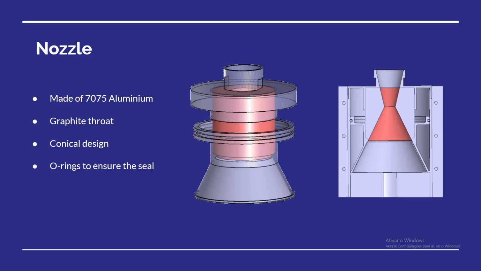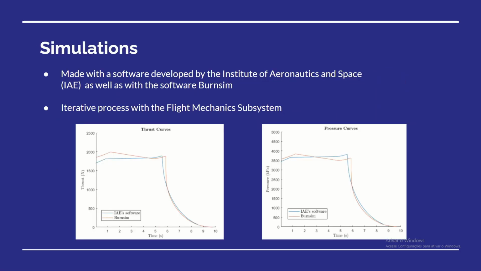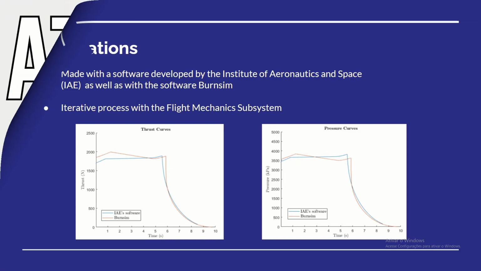The nozzle is made of aluminum, but the throat specifically is made of graphite, because it has to withstand the maximal thermal stress. It has a conical design to simplify the manufacturing process, and the analysis showed no significant penalty in performance. The simulations were made with a software developed by the Institute of Aeronautics and Space, as well as with the software BurnSim, in an iterative process with the flight mechanics subsystem in order to optimize the motor.